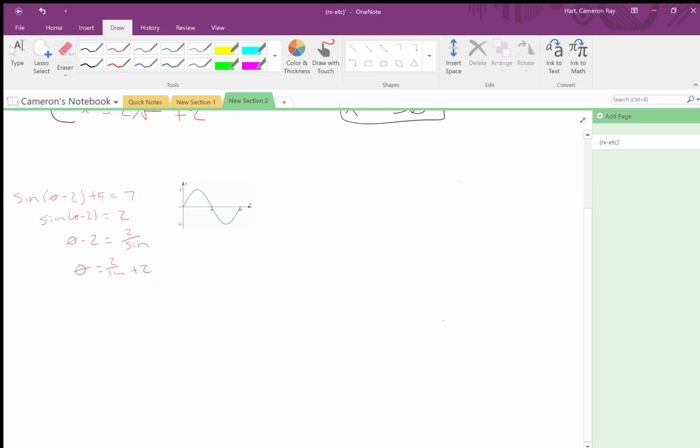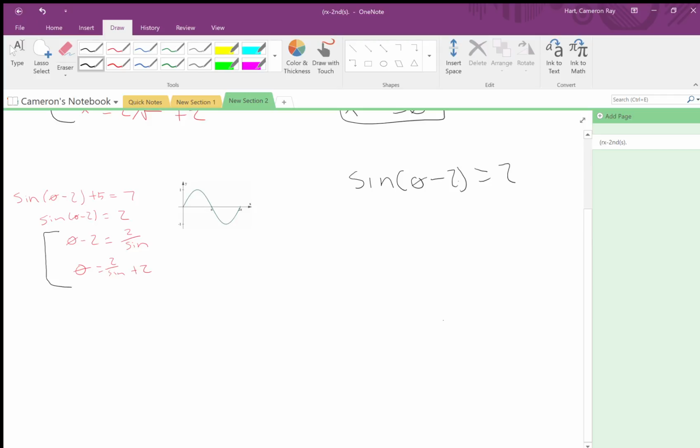Now this next one's a little bit more interesting. You have sine of theta minus 2, plus 5 equals 7. The first step they did, they subtracted the 5, which is good, but once again, the next steps they do are wrong. If you subtract the 5 like they did, this leaves you with sine of theta minus 2 equals 2. So you cannot divide sine by theta.